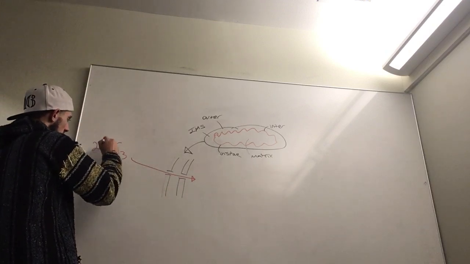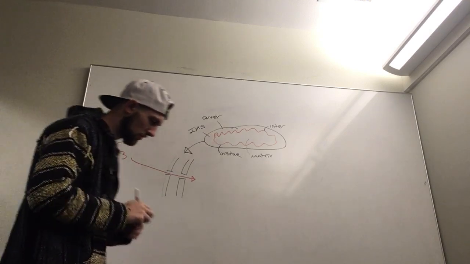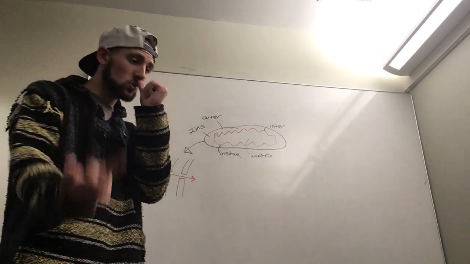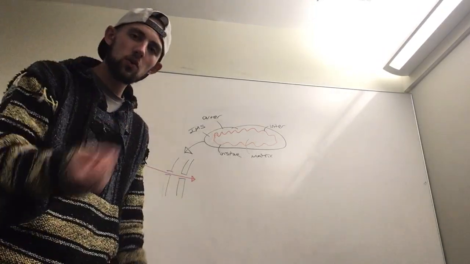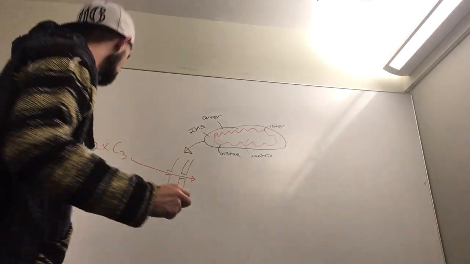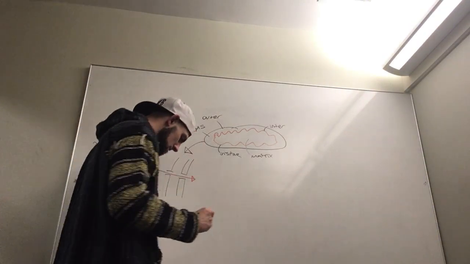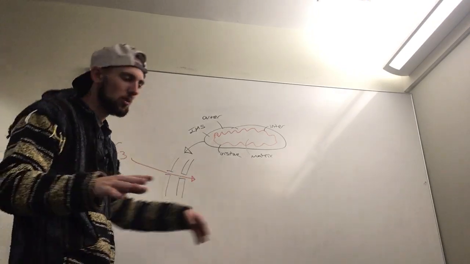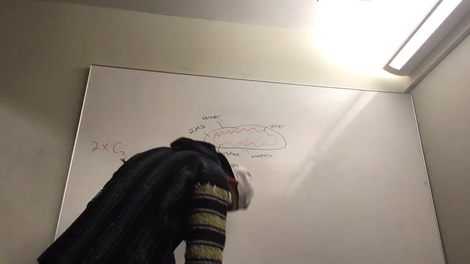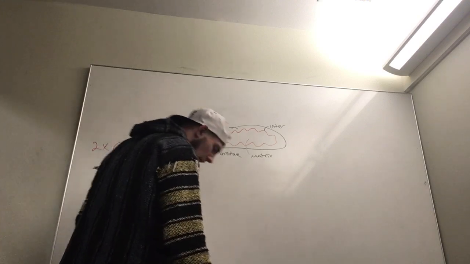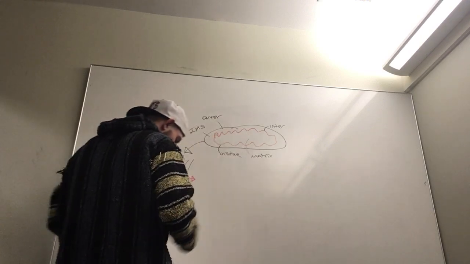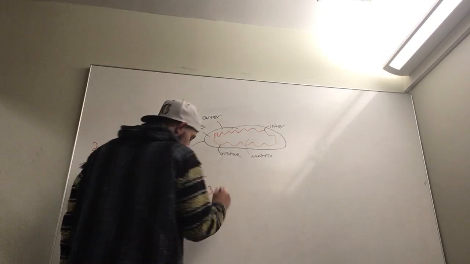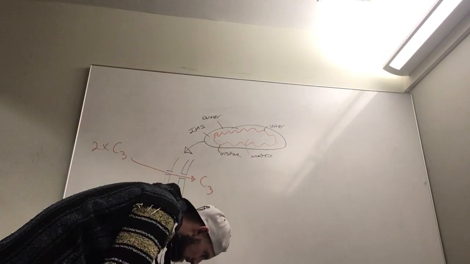And I'm going to write this 2 times just to remember that for every molecule of glucose, there are 2 molecules of pyruvate produced. So basically, after glycolysis, everything is multiplied by 2. So now we have the pyruvate in the IMS. C3.